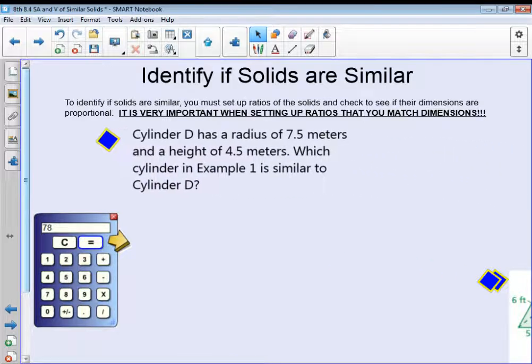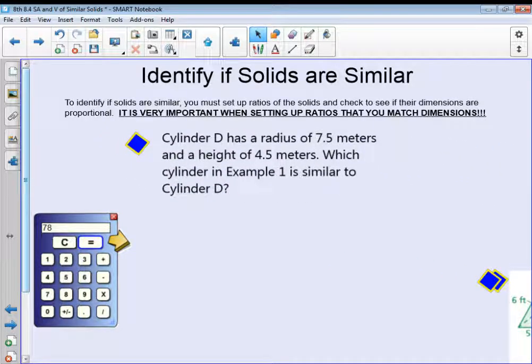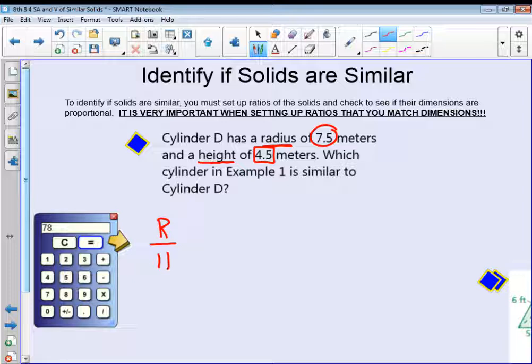Take note, it doesn't matter the shape. So here we have a story problem. It says cylinder D has a radius of 7.5 meters. So with story problems, I like to underline information. So I have a radius of 7.5 meters and a height of 4.5. Okay, so I'm going to do radius over height, just because that's the way it's stated in the story problem. So in the first situation, it was 7.5 for the radius, and my height was 4.5.